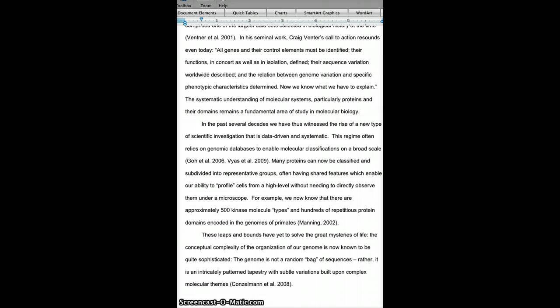We need a deeper level of integration in the life sciences as far as data goes. Okay, so how do I set that up? Well, what I have here is an example that speaks to the amount of knowledge that we've accumulated. But what I don't have is an explicit statement of the fact that we have made lots of progress in the past century. I have that up here: in the past several decades, we have thus witnessed the rise of a new type of scientific investigation. I've got it right there, but it's not at the bottom, right?